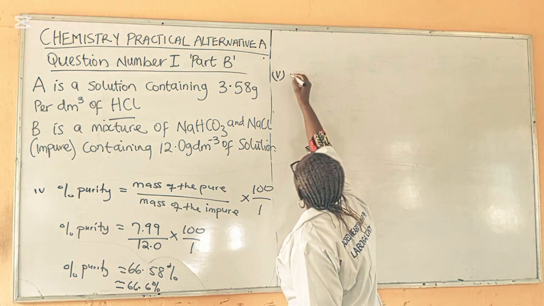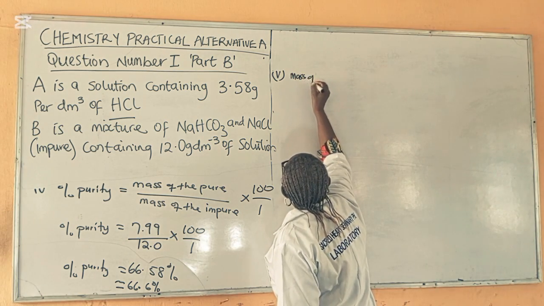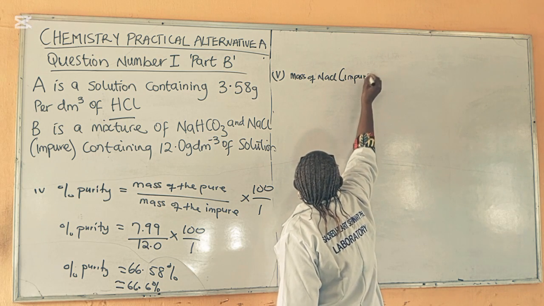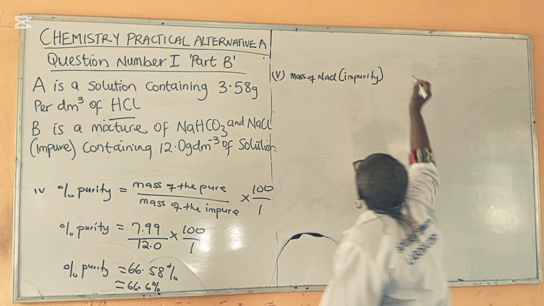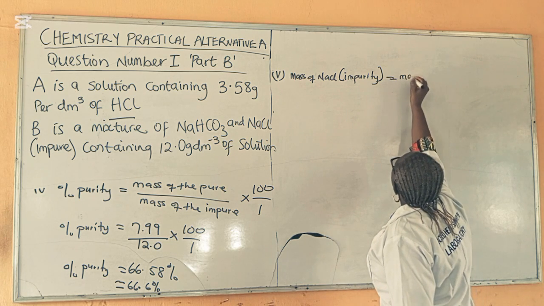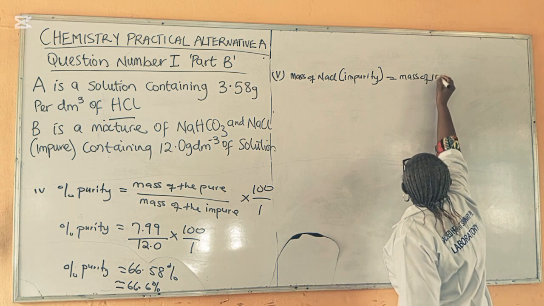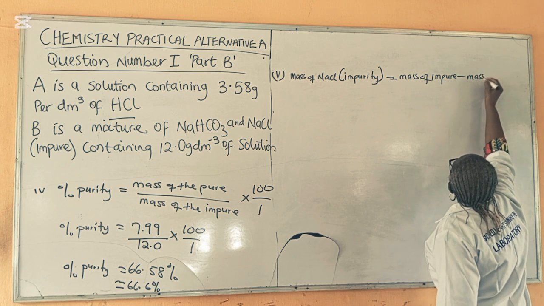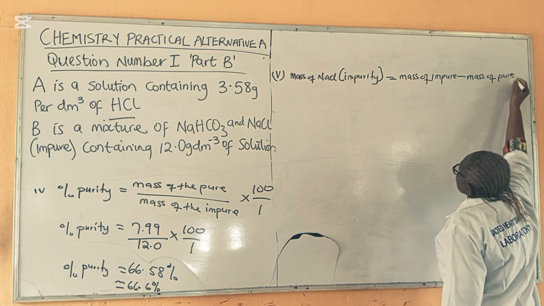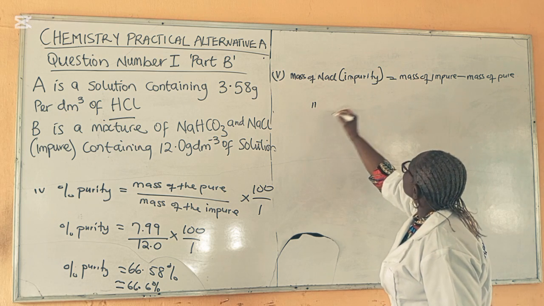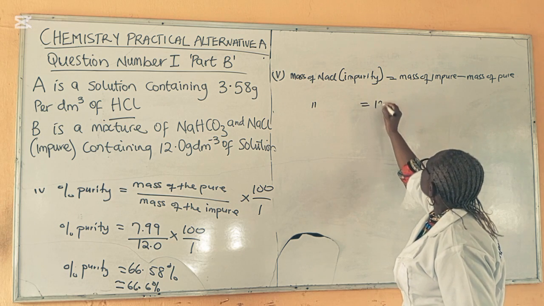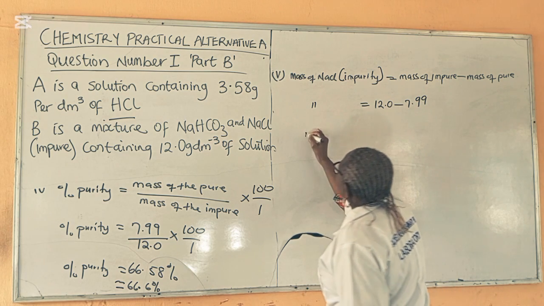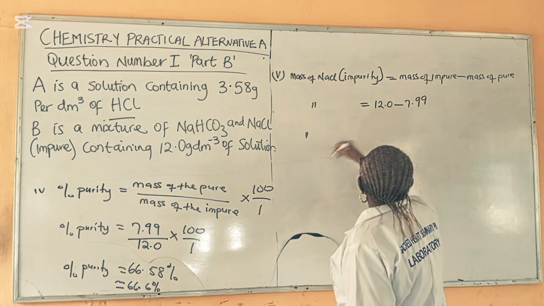So how do you get the mass of the sodium chloride? Formula: mass of sodium chloride, which is the impurity, in case they put it that way, is equal to mass of impure minus mass of pure. That's it. You bring this down, make sure you bring it down, very important. Then you say 12.0 minus 7.99. Keep bringing it down so that you state the subject of what you are looking for.